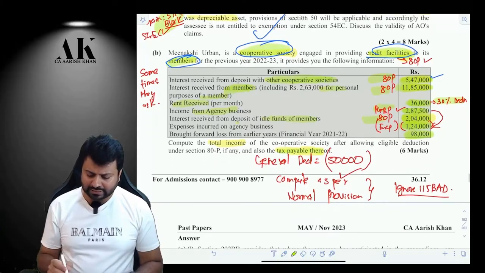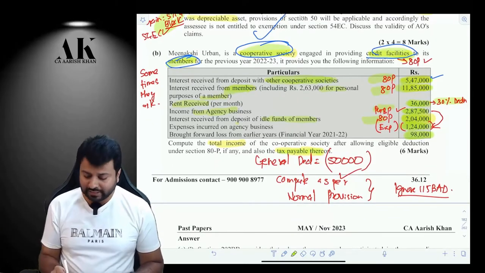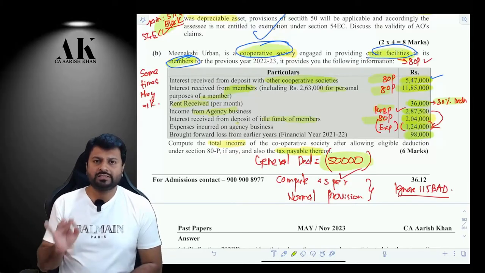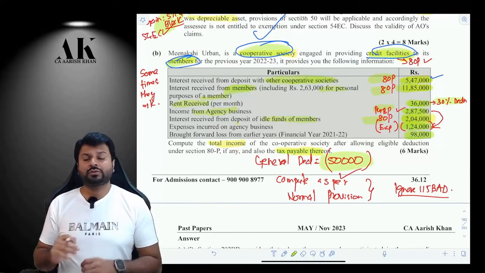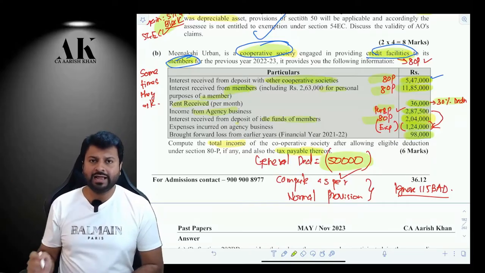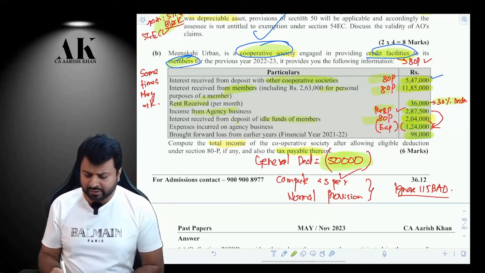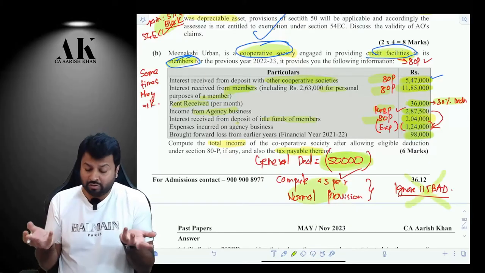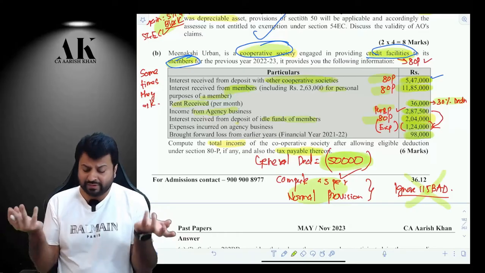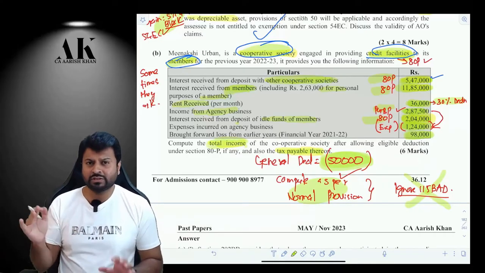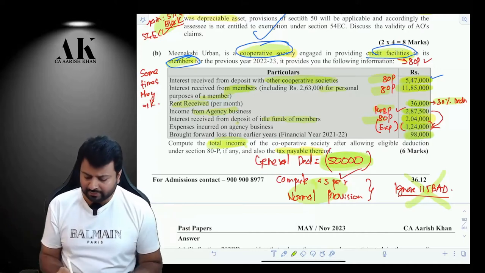What is the tax payable? You have to compute tax as per the general provisions. Apart from that, the cooperative society will also get 50,000 rupees standard deduction. Why? Because it is a normal cooperative society. If this had been a consumer cooperative society, then they would have got a deduction of 1 lakh. But this is a normal cooperative society, therefore they will get a deduction of 50,000 rupees. You will compute tax as per the normal provisions, not as per 115BAD. I don't know why the institute has not computed tax as per 115BAD. They have computed only as per the normal provisions. Maybe at the time this question was asked, 115BAD was not there, but you compute as per normal provisions.